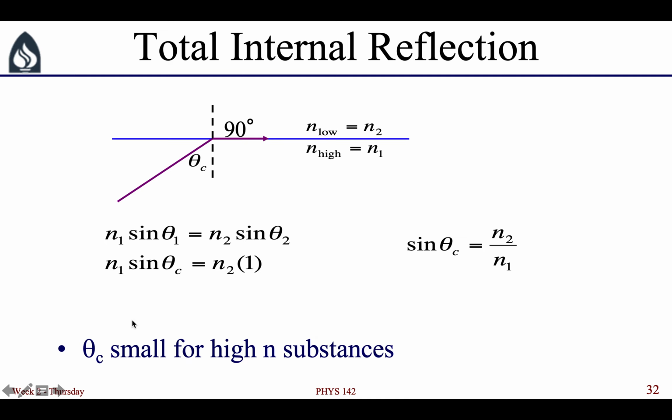And this is significant because it means if you have a material with a high index of refraction, then the critical angle is small, which means there's a wide range of angles that will undergo total internal reflection.